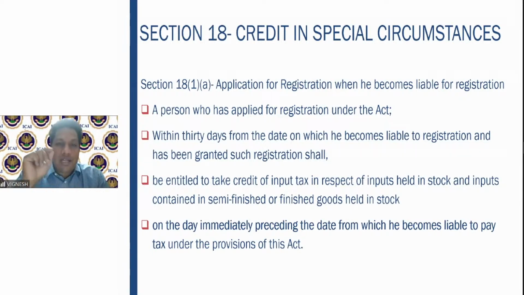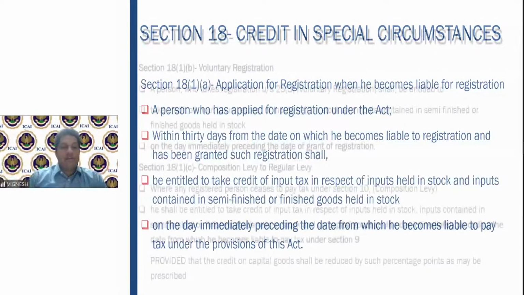So whenever he becomes liable to pay the tax, that is, liable for registration, the moment he becomes liable for registration, he becomes liable to pay the tax. So the day preceding that, you have to see the value of inputs in the stock, that is, the raw material. You also have to see the inputs in semi-finished or finished goods which are held in the stock. So whatever input tax you have paid on these particular items, you can claim as the input tax credit. This is your 18.1a.